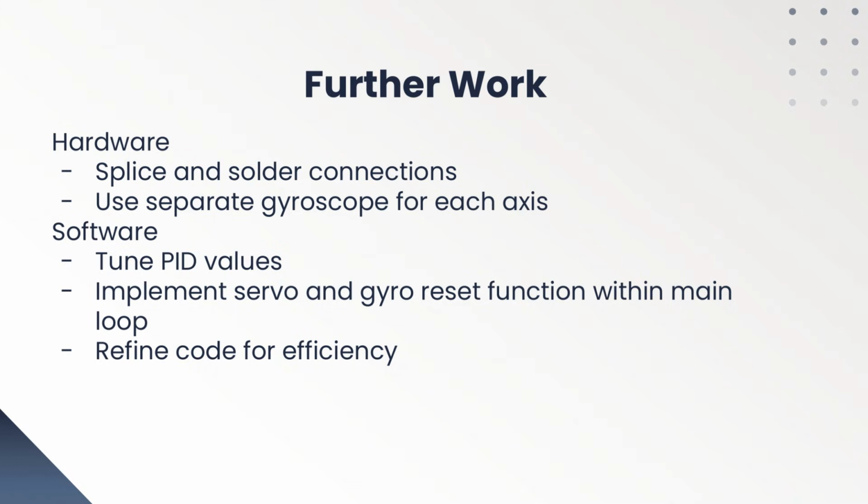Here are the steps we could take in the future to improve the stabilizer. You could splice and solder the wires to improve connection, and use 2 different gyroscopes for pan and tilt to reduce destabilization when both adjustments are needed. Tuning the PID values requires knowledge of control systems that our team currently does not possess. Utilizing the joystick switch to reset servos and gyro to the set position at the start of the program, and overall refining the code to run more efficiently.